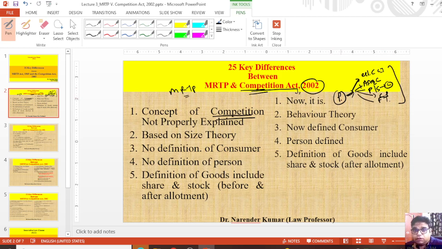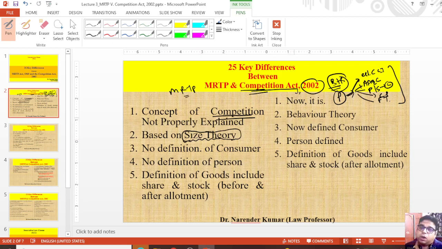In addition to this, you know very well that competition is a business rivalry, not a personal rivalry. The second difference is that in MRTP, the business rivalry is based on the size theory. The MRTP Act is based on the size theory, the size of the firm, the size of the company. So the interpretation taken in MRTP is quite different as compared to the competition.